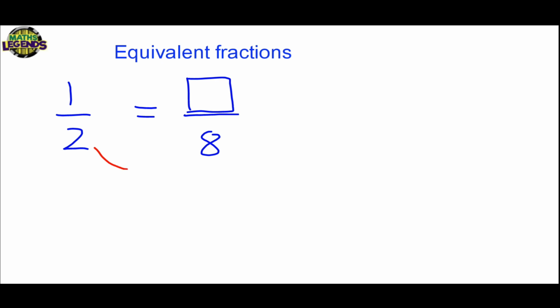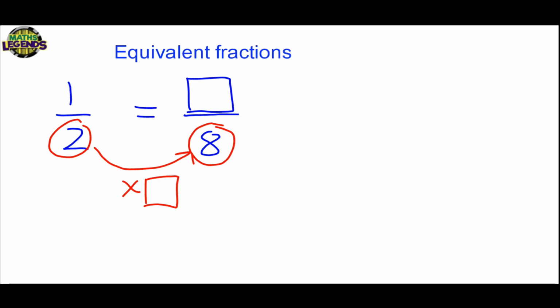Equivalent fractions. Let's say we have the fraction 1 over 2, a half, and we are asked to find an equivalent fraction where the denominator is equal to 8. So the top numerator is unknown. What we need to do is think of a number that multiplies the 2 that will result in us getting 8. So 2 times something gives us 8.